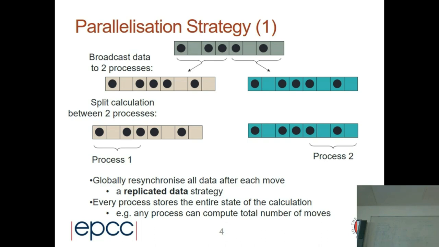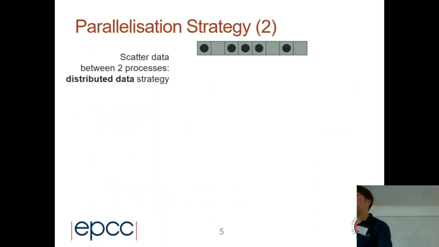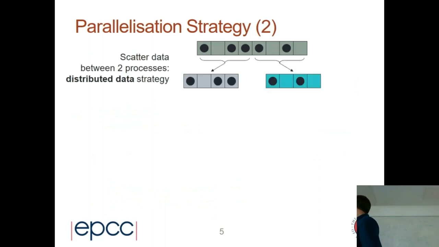You're spending minutes calculating and a few seconds communicating. So there are situations where people do this replicated data strategy, but typically it's not a good thing to do. So what you want to do is scatter the data. You want to say, I've got a road of length 8, but each process will only have a subsection of the road. So I scatter the data at the start.